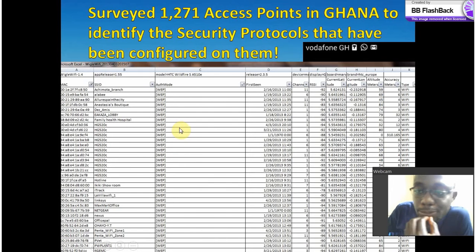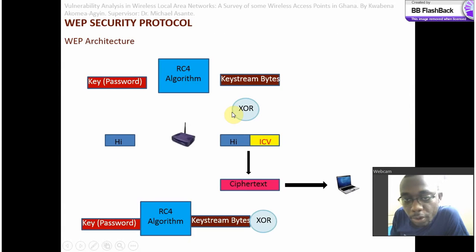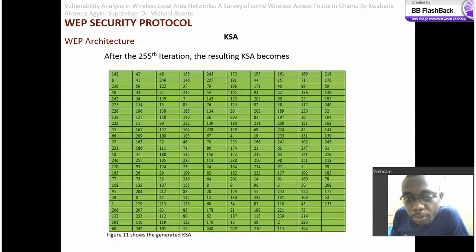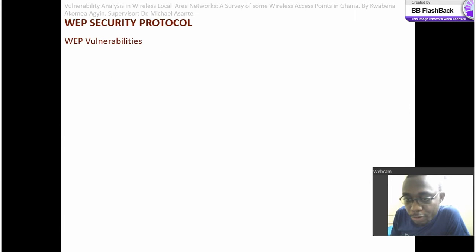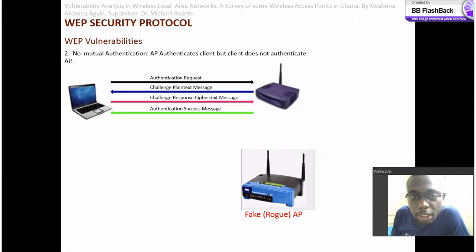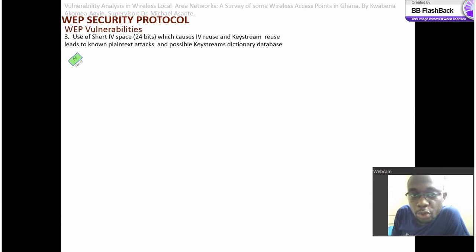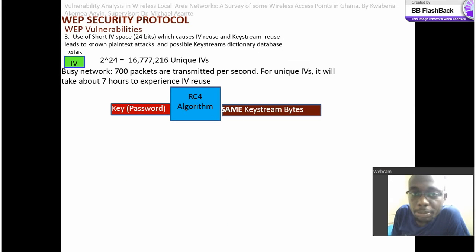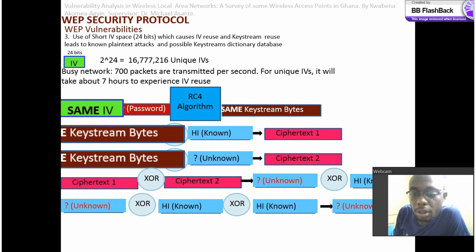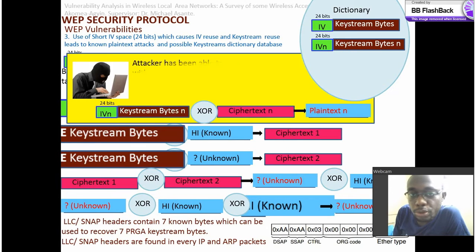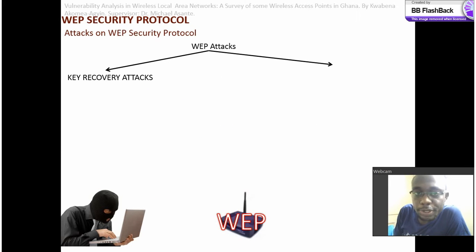So let's look at the attack. These are some of the vulnerabilities we did talk about in WEP, like no mutual authentication and all those things in our previous video. Based on this, the various attacks were launched. So let me just quickly jump away.